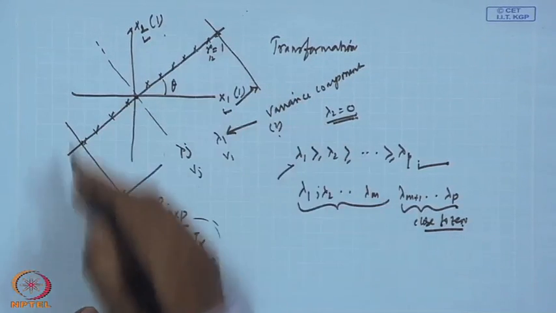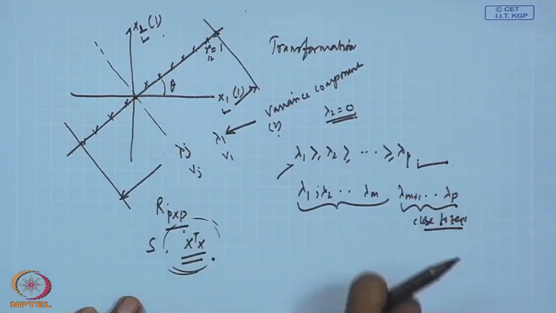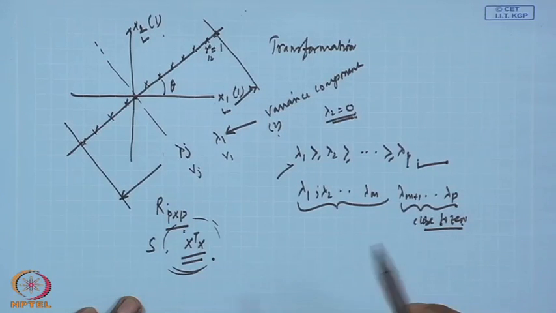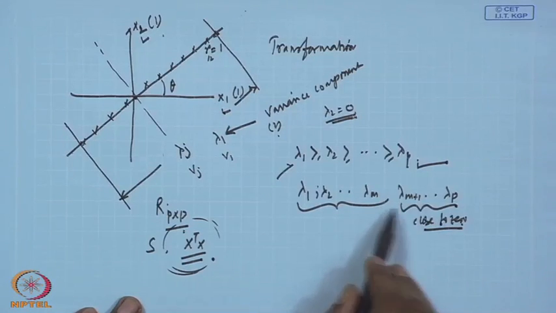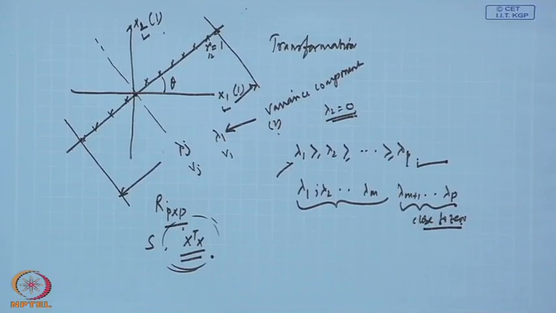So, you take the R, that is the correlation matrix, go for your spectral decomposition, that means eigenvalue-eigenvector decomposition, then find out the eigenvalues. If you find that some of the eigenvalues are close to 0, it simply indicates that the independent variables are not truly independent.